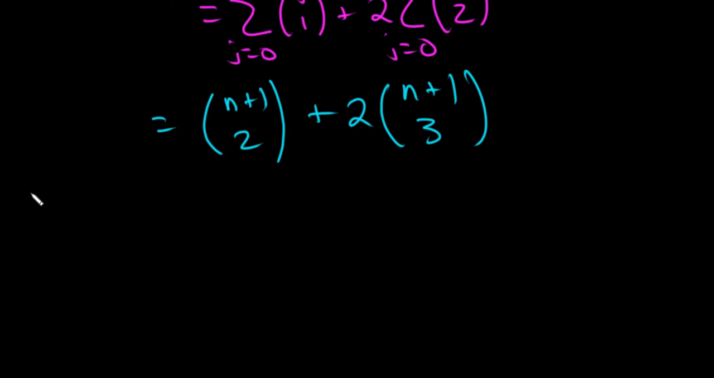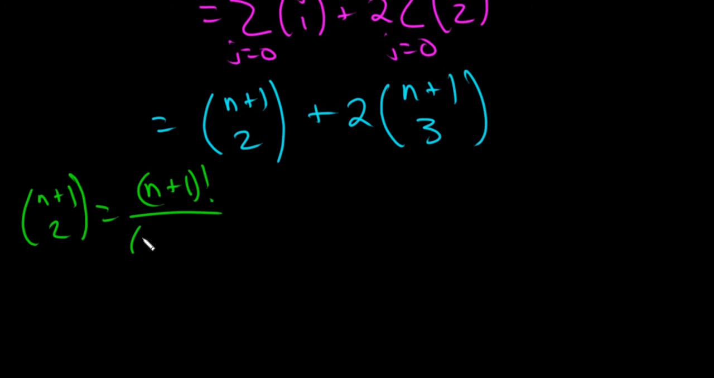Let's simplify this. N plus 1 choose 2 is equal to n plus 1 factorial over n plus 1 minus 2 factorial times 2 factorial. Well, n plus 1 minus 2 factorial is n minus 1 factorial, and 2 factorial is 2.